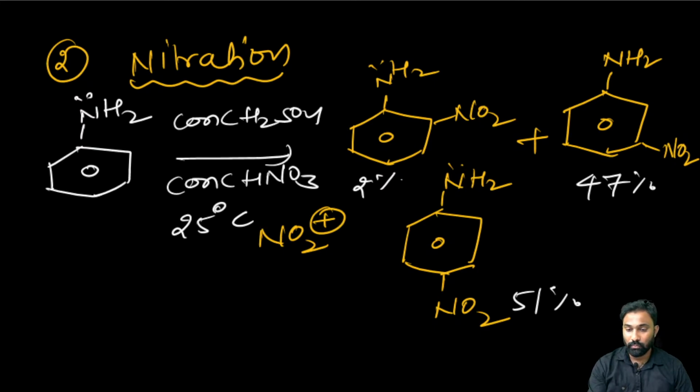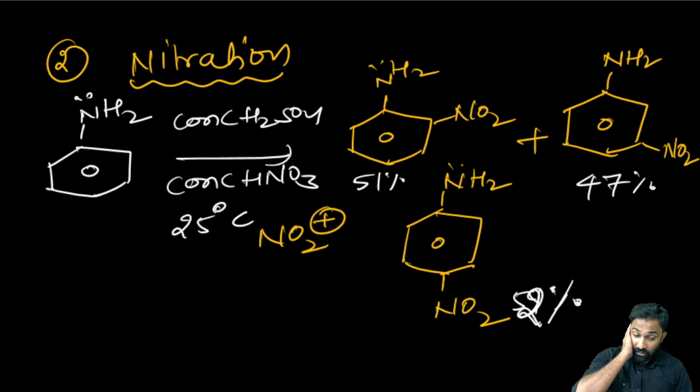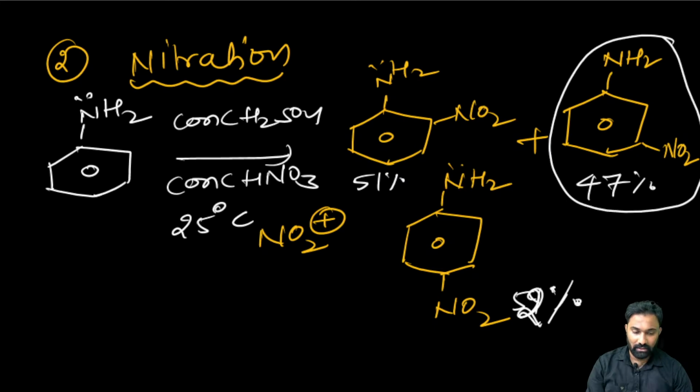They have given these values. Now, my dear friends, may I know why it is given in this manner? Sorry, here 51% will be given by the ortho and 2% by the para, right? Now, may I know why we are getting the meta product? Due to the presence of the anilinium ion, it becomes a strong meta directing group.